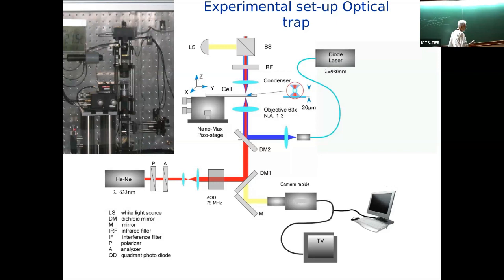Many of the things can be done with a fast camera, up to 1,000, 1,500 hertz. But if you want to measure really very fast fluctuations, for example to study microrheology at very high frequency, the camera cannot follow, and so you measure the position with the position sensitive detector.